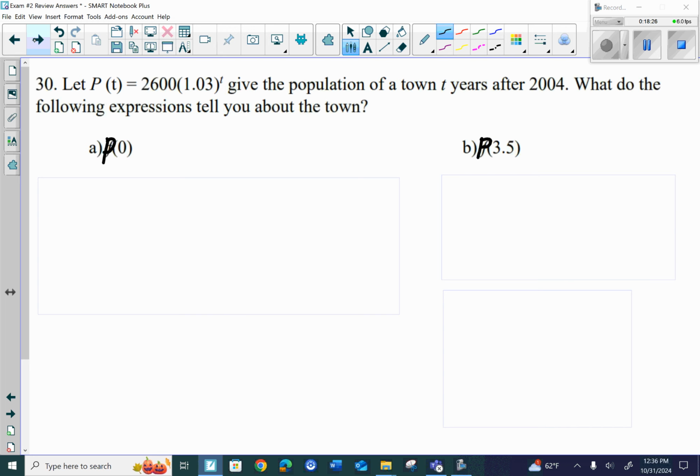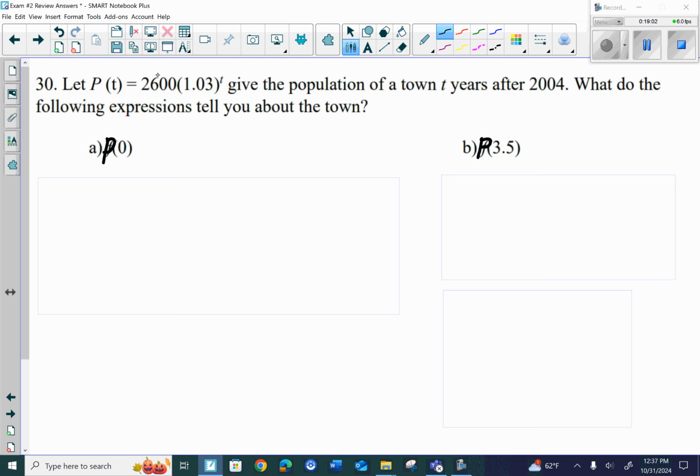Number 30, let p of t equal 2600 times 1.03 raised to the t, and that gives a population of a town t years after 2004. What do the following expressions tell you about the town? There was a little typo on the review. I said f of 0. We so often use f as the function, so in typing that's just what was running through the person's mind. F of 0 should be p of 0.